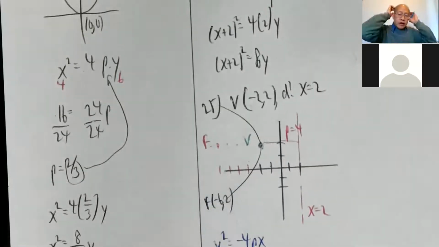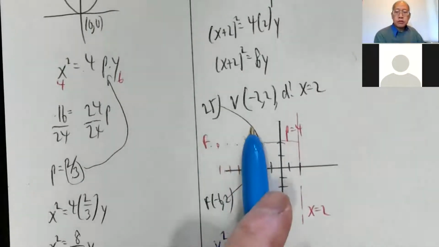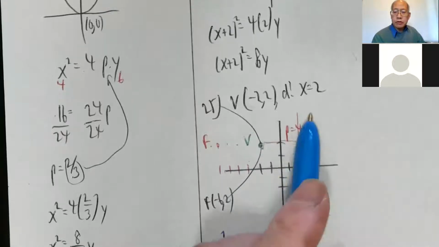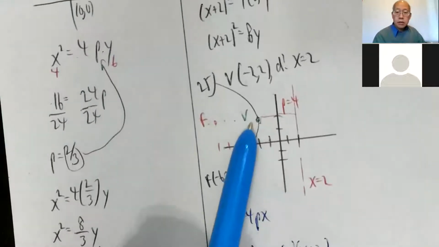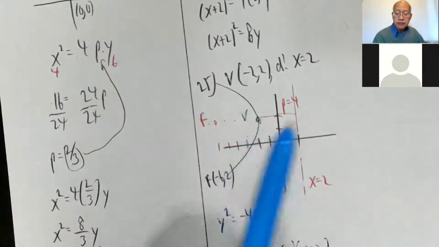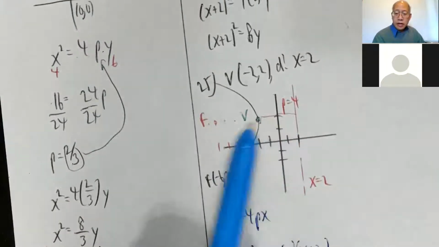Okay, and finally 25. Vertex is (-2, 2). Directrix is x equals 2. X equals 2 is here. Vertex (-2, 2). Okay, so that means my p is 4. I go the other way for the focus.